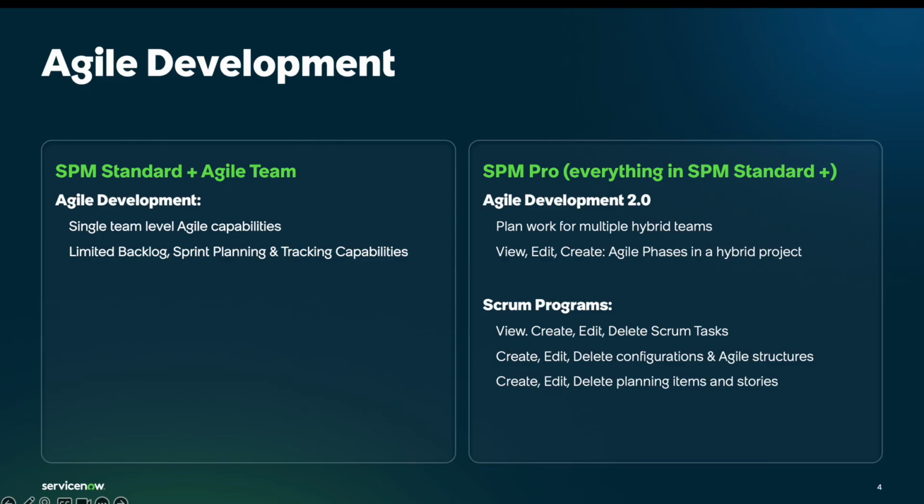SPM Pro transforms organizations that need to scale more broadly, have improved visibility, see work dependencies, and visualize capacity and bandwidth constraints. Agile Development 2.0 gives you the ability to create work for hybrid teams and hybrid projects. It allows you to utilize our Scrum programs to get that holistic view into your organization's agile development, giving your enterprise full autonomy when building out your agile environment. Let's hop into the platform and see how your organization can maximize the value of their strategic portfolio management investment.